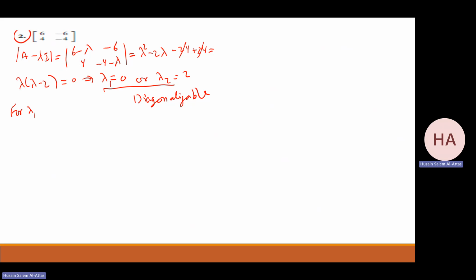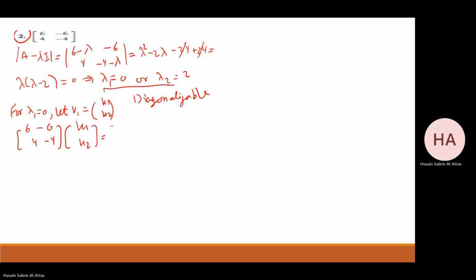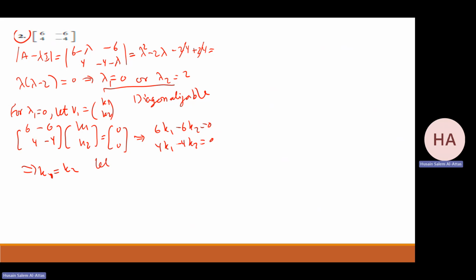For lambda 1 equals 0, I let V1 be K1, K2 and solve the system; minus 0, so it's nothing. So I have 6K1 minus 6K2 equals 0 and 4K1 minus 4K2 equals 0. Very clear, I have K1 equal K2. So let K2 equal 1. I'm getting K1 equal 1. So V1 will be 1, 1.